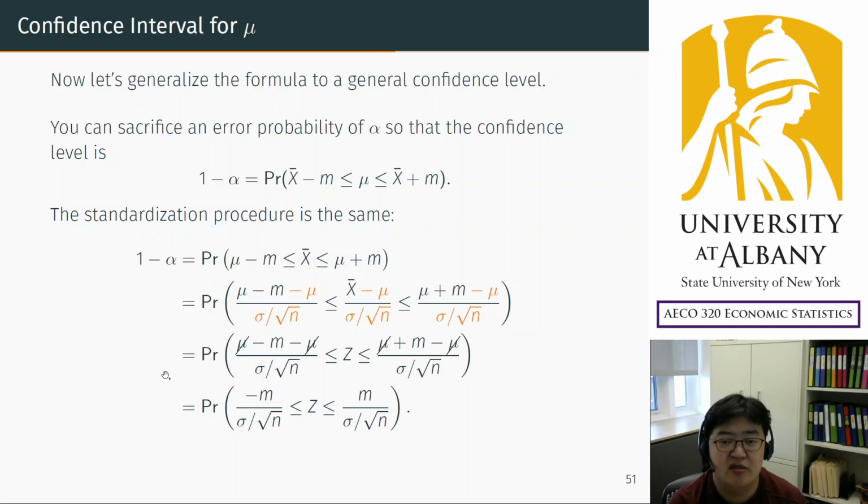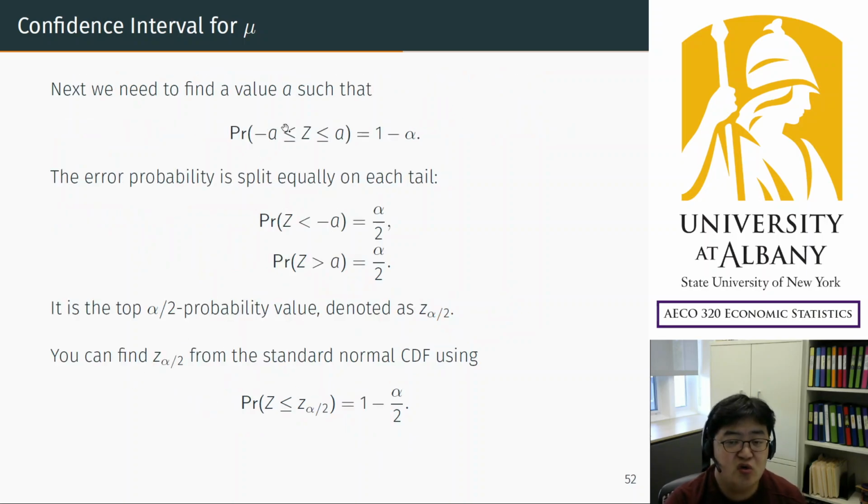Now you have to find a value a that satisfies this equation. So the probability between plus minus a must be 1 minus alpha on the standard normal distribution. In other words, overestimation and underestimation probabilities are alpha over 2 each.